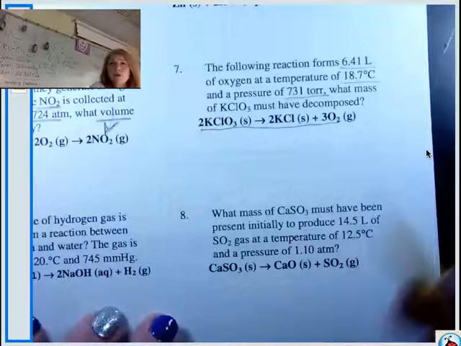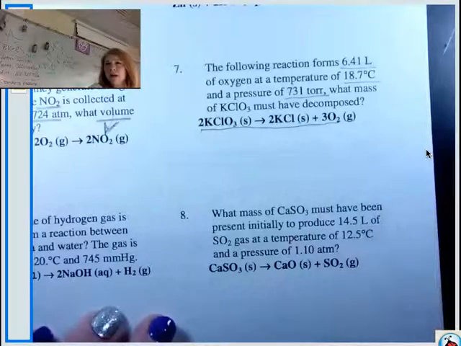Did we talk about one of these on Monday at all? I think not. Not, you think not. So we're going to use number 7 as our guide to help us out through this.